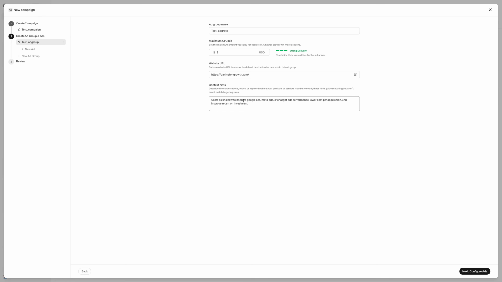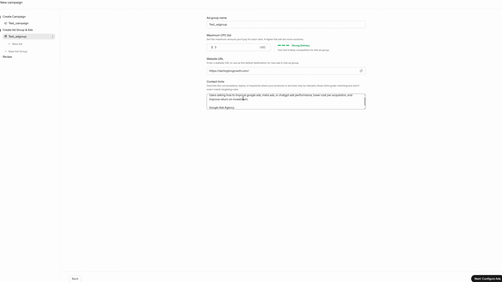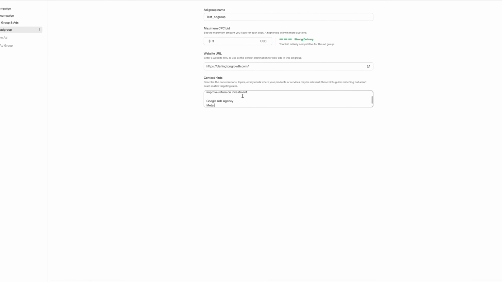We also don't have enough data for what really strong context hints look like and how broad versus how narrow you should be. Should I be writing Google Ads Agency, right? Or Meta Ads Agency.